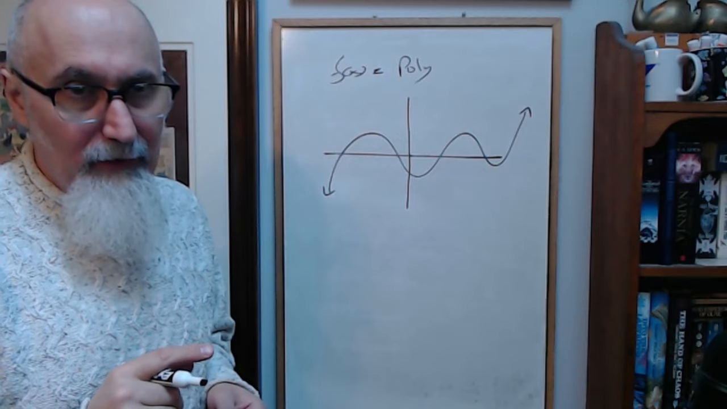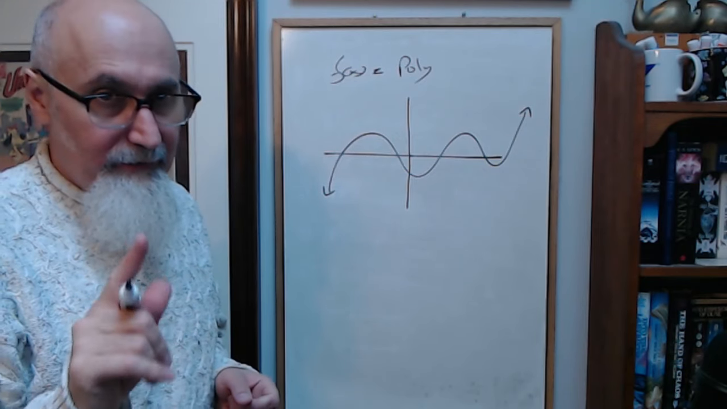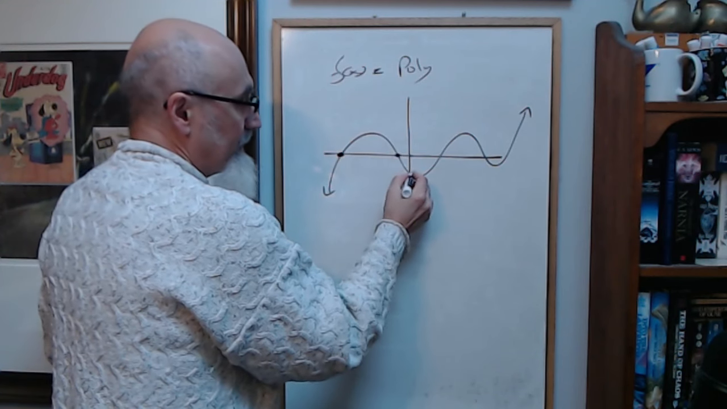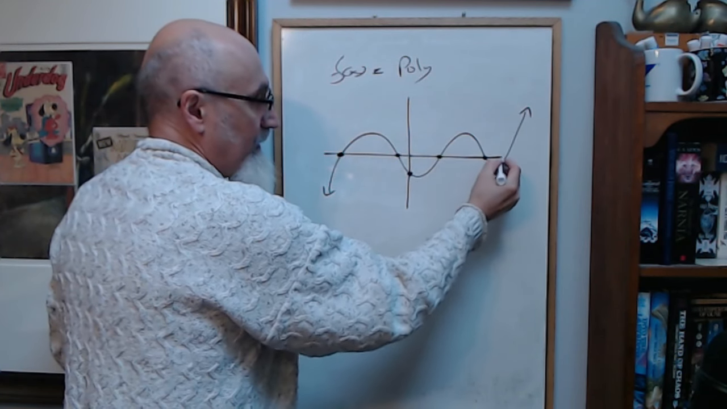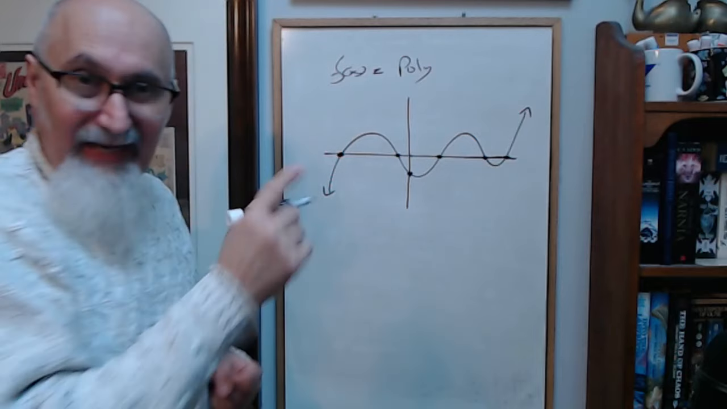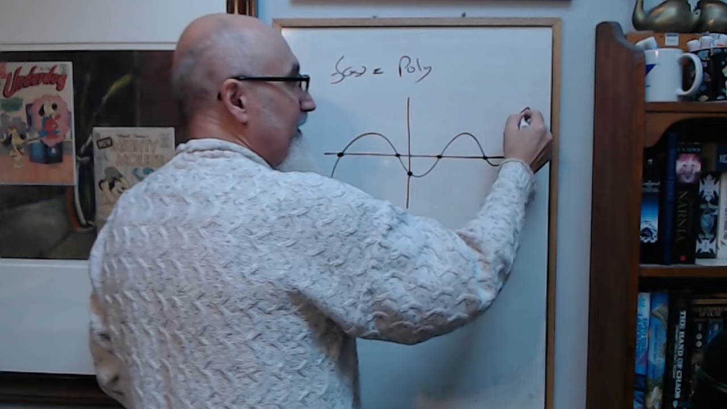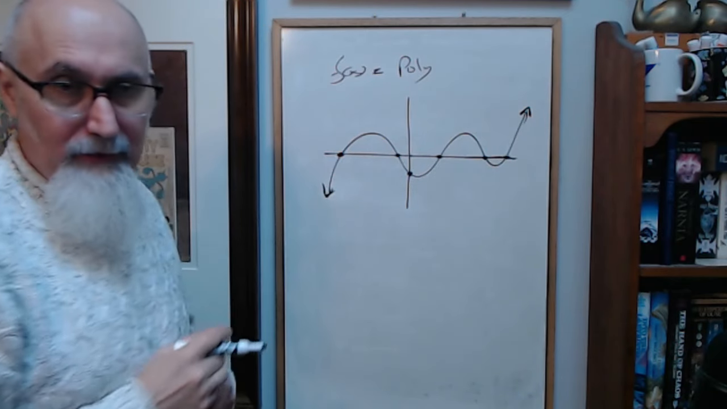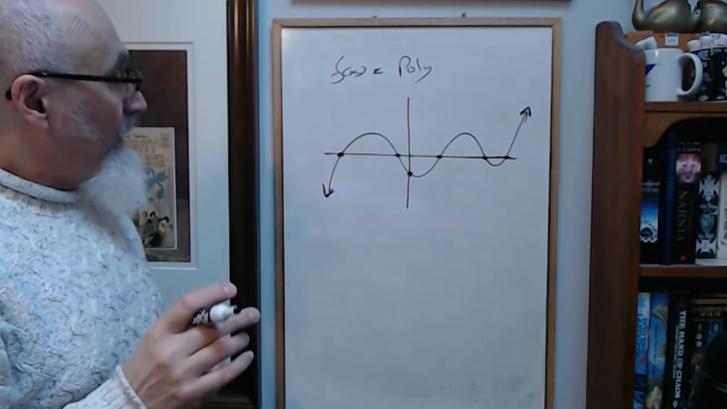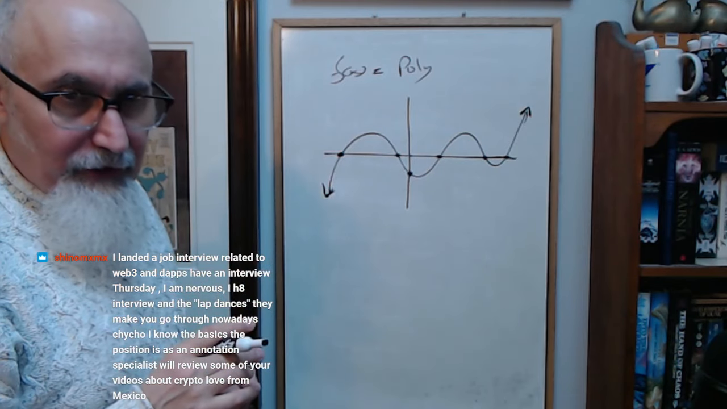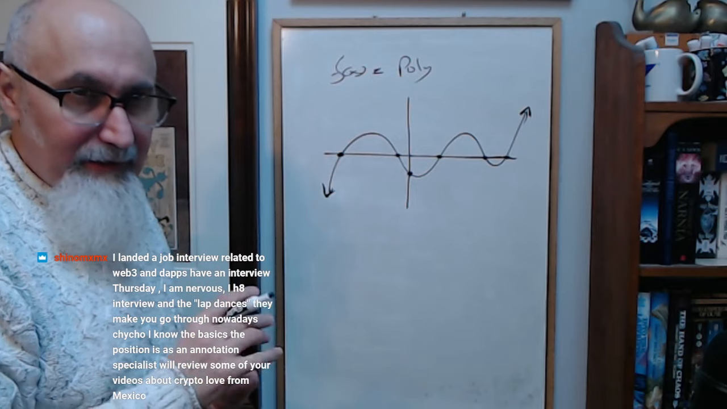Coming out of high school, you should have been able to do this. Ready? You should have been able to find this point, this point, this point, this point, this point, and this point. So the x and y intercepts. You should have been able to find out which way the openings are, up or down, and get the end behavior of the function, which is basically this.